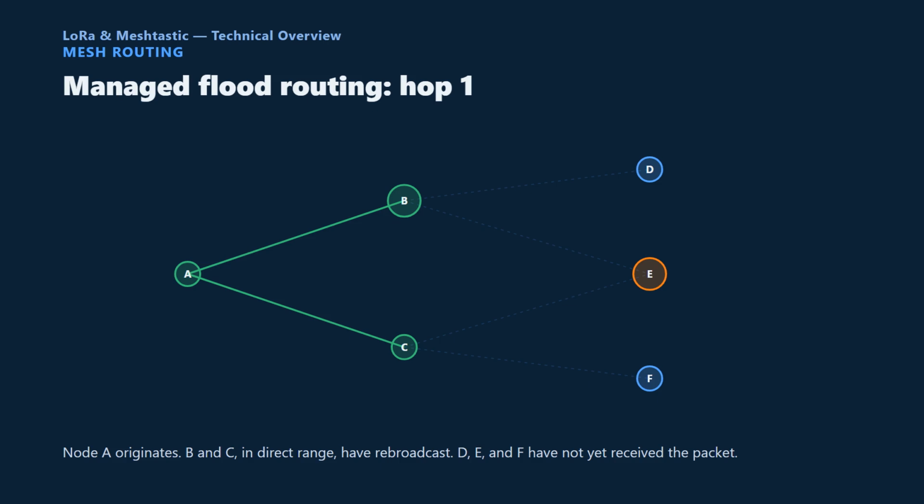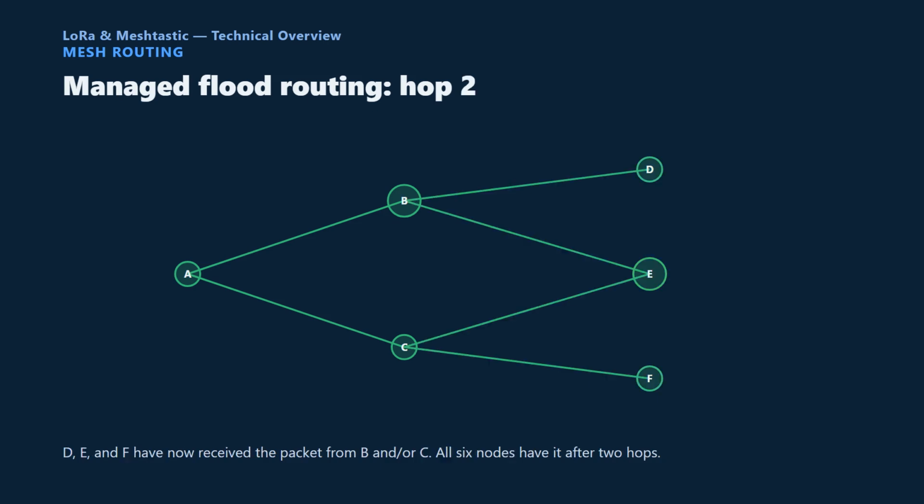Watch hop 1: node A originates, and the 2 nodes within direct range, B and C, have already rebroadcast. D, E, and F have not received the packet yet. One hop later, B and C's rebroadcasts have reached D, E, and F. Each of them will now decide independently whether to rebroadcast again, decrementing the hop limit once more. This is where Meshtastic's contention mechanism matters most, which is next.